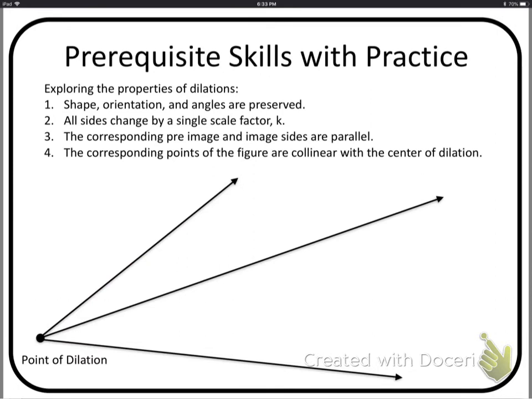Okay, the properties of dilations. Number 1, the shape, orientation, and angles have all been preserved. Let me go ahead and draw an image here. Number 2, all sides change by a single factor of k. Number 3, the corresponding pre-image and image sides are parallel, and the corresponding points of a figure are collinear with the center of dilation. What that means is, let me draw a house here.